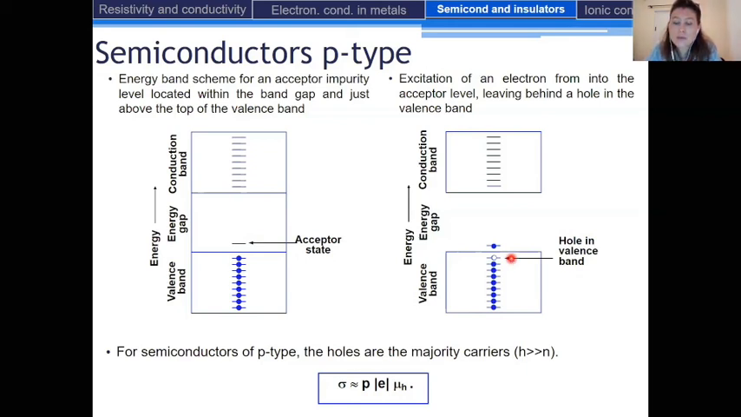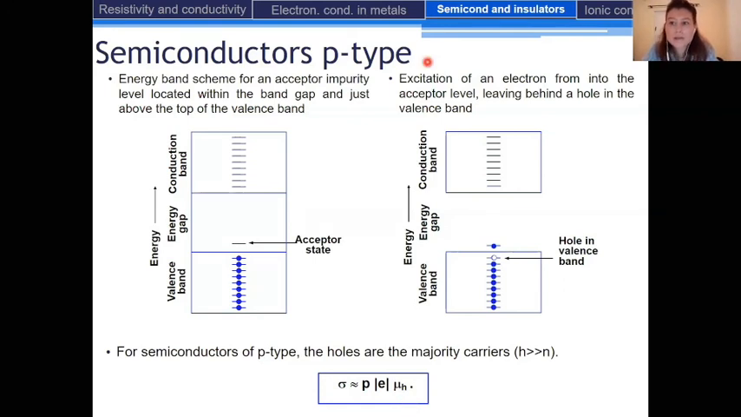And so in that case we will consider that this hole is going to move, and that's why for semiconductors of P-type, the holes are the majority carriers. We have a higher number of holes than number of electrons, and so the conductivity is considered to be due to the movement of this hole. So it depends on the number of holes that have been introduced, and it depends on the mobility of these holes that are, let's remember, a positive charge carrier.